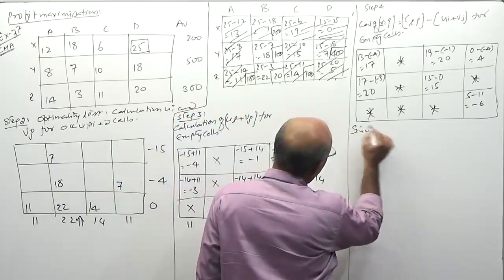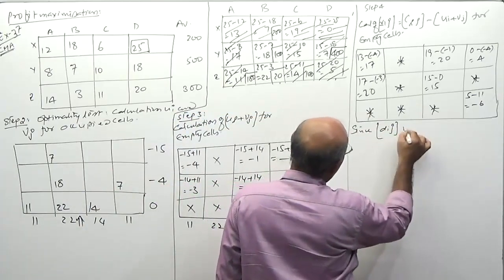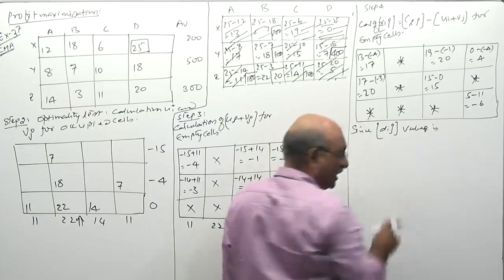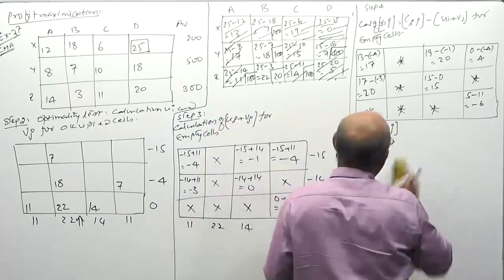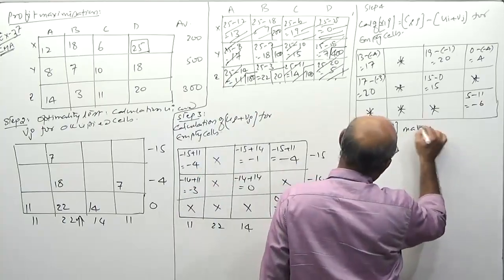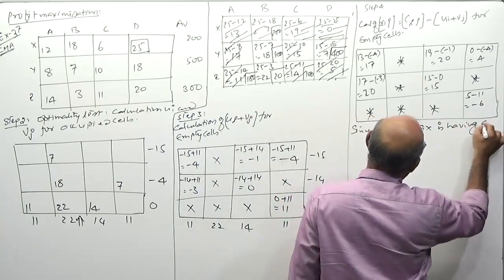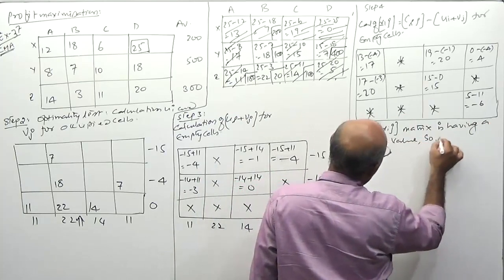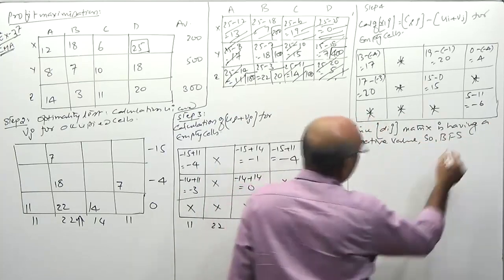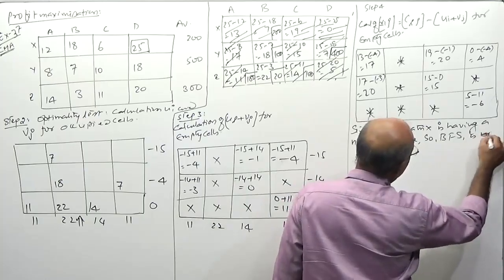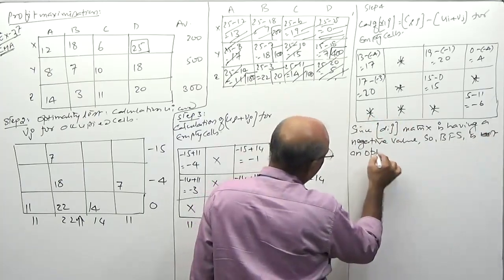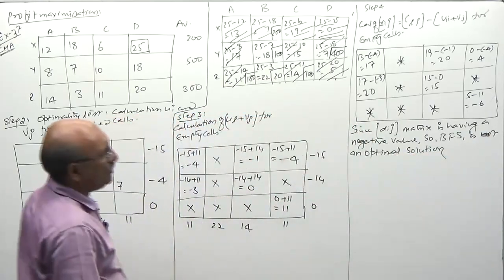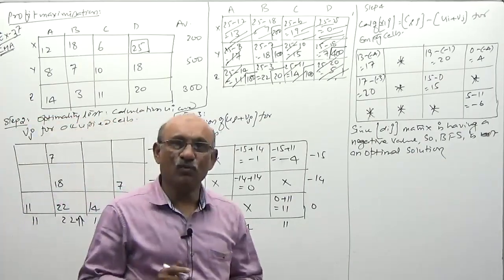Since the Dij matrix is having a negative value, the basic feasible solution, BFS, is not an optimal solution. So we have to improve.